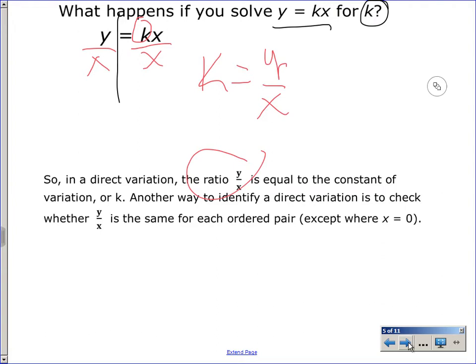Another way to identify a direct variation is to check whether y over x is the same for each ordered pair, except for where x equals 0. So essentially you're looking for that rate of change to be consistent for all of them. So the change in y over the change in x would identify a direct variation. Let's see what that means.